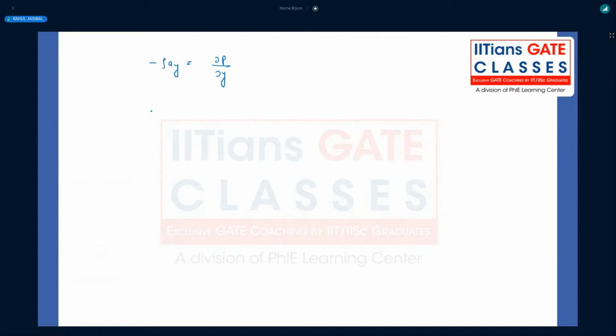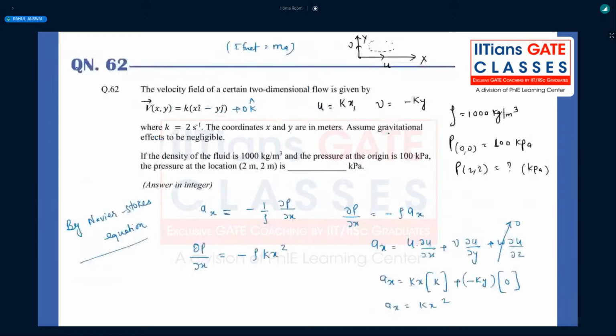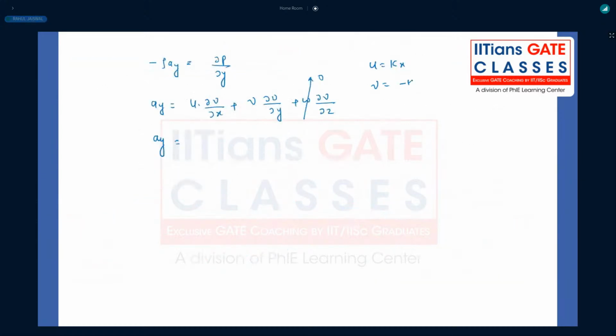But ay is the acceleration in the y direction: u into dou v by dou x plus v into dou v by dou y plus omega into dou v by dou z. Again, omega is 0. So what can we write for ay? u they have given as kx, right? And what is the v component of velocity? The v component is minus ky. So u is kx, and v is minus ky. Dou v by dou y, what will it be? That will be minus k.